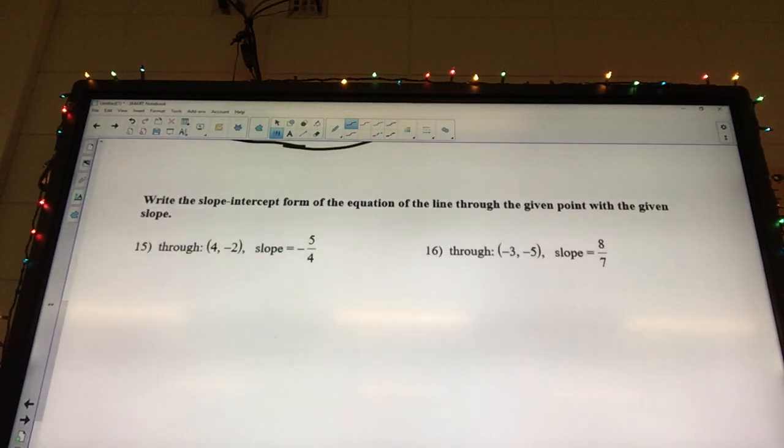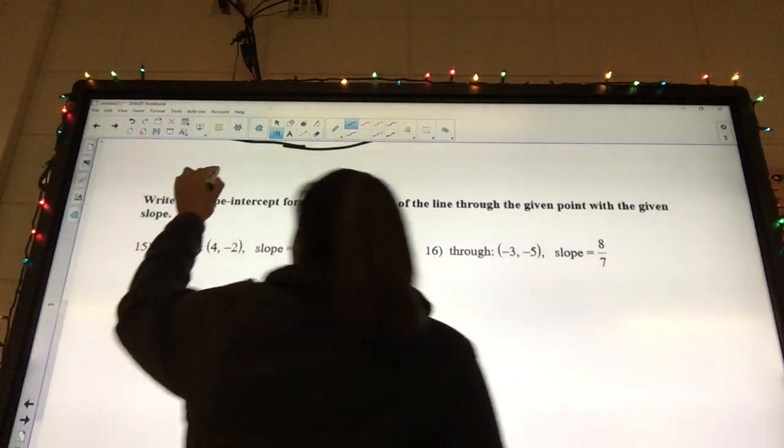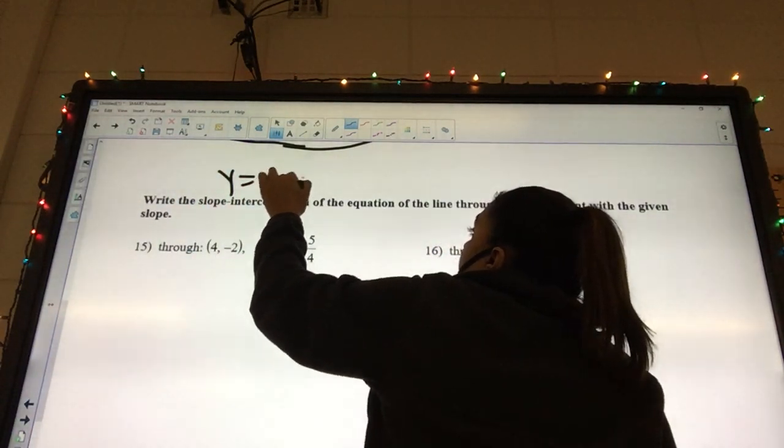Okay, 15, it says write the slope-intercept form of the equation. So it's going to be y equals mx plus b.